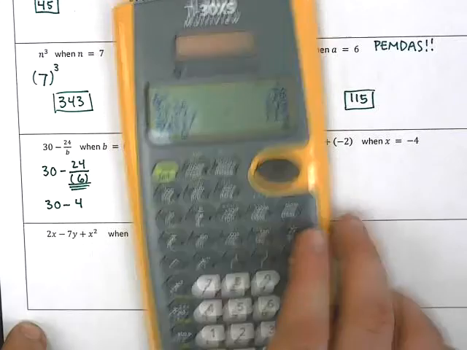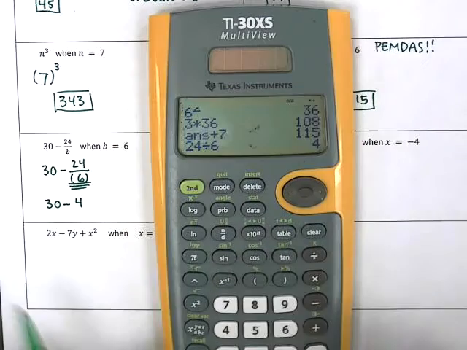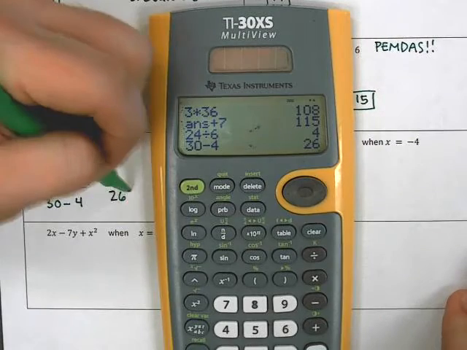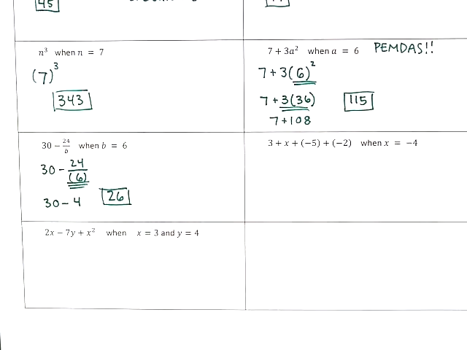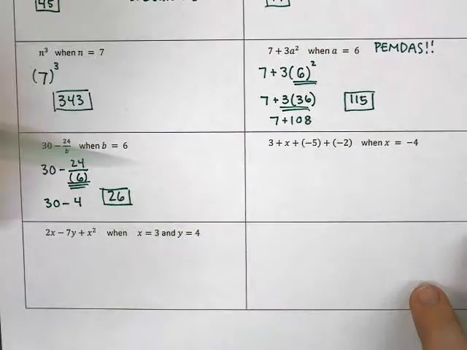So 30 minus 4, that's great. We know how to do this. We just do 30 minus 4, and we are good with our value of 26. All right. We are getting there. 2 more. Here we go.